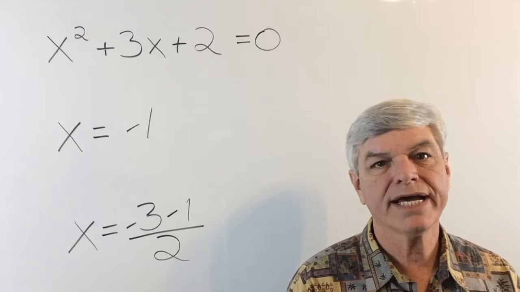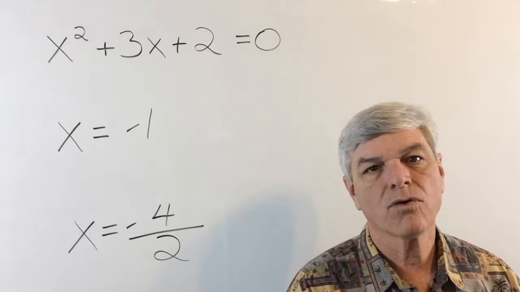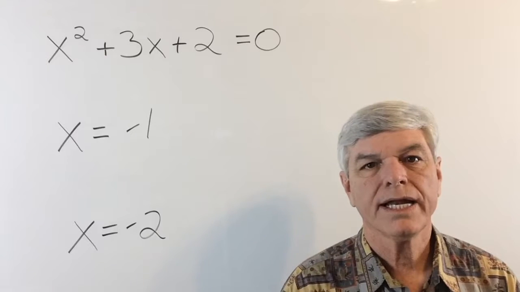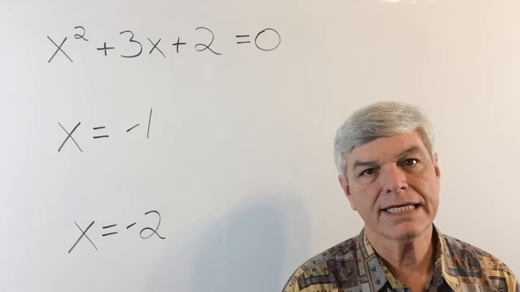And down below we have negative 3 minus 1 is negative 4 over 2. Negative 4 over 2 is negative 2. And you can write it like this.